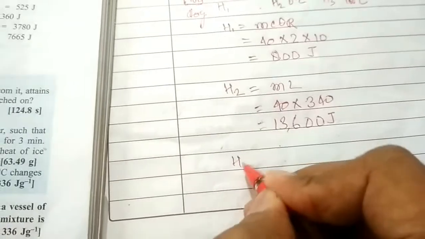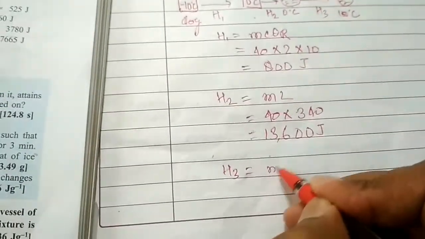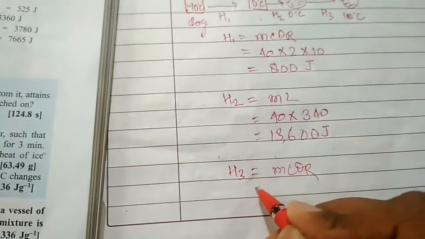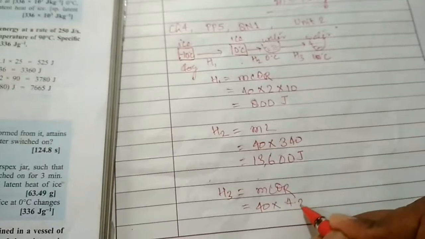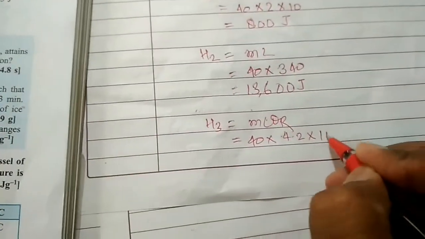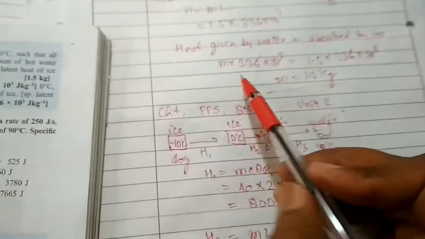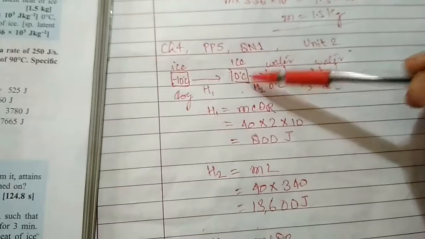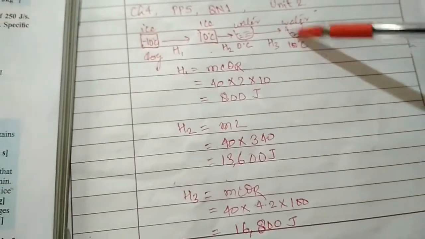the H3. See, m c theta rise, here the temperature is rising. Mass is still the same, 40 gram. The specific heat capacity of water we know is 4.2, and the theta rise is from 0 going to 100, so it is 100. That gives 16,800 joule. So here it is 800 joule, here 13,600 and here 16,800 joule.